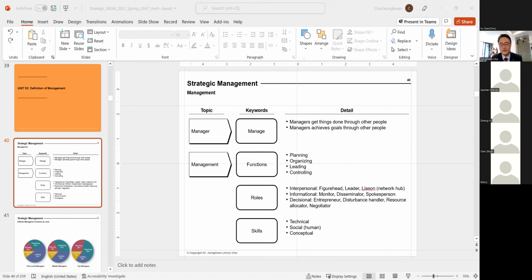Management is a process of getting things done effectively and efficiently through money and people. This is the definition. My definition. Okay, so there are thousands of different definitions of the management. However, this is my personal definition. That's Dr. Jerry Choi's definition.